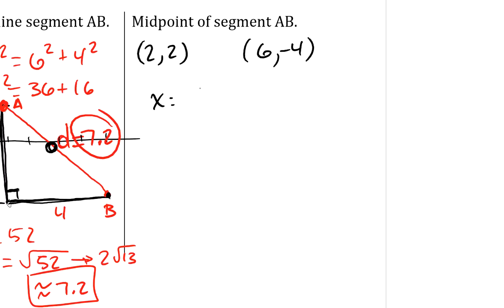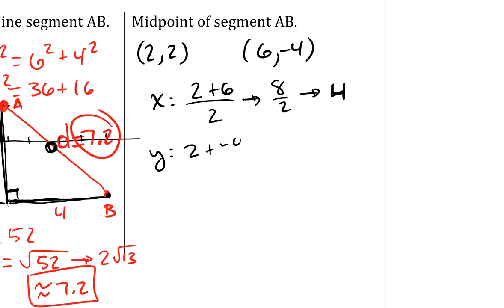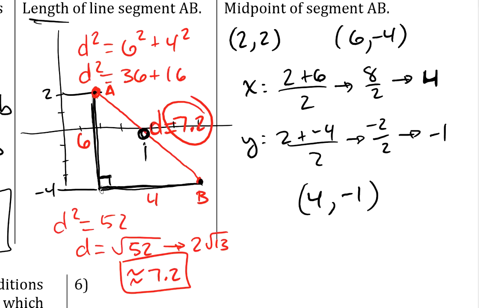The x value is going to be 2 plus 6 divided by 2, which is 8 over 2, which is 4. So my x coordinate of the midpoint is at 4. My y coordinate is 2 plus negative 4 over 2, which is negative 2 over 2, which is just negative 1. So the location of this midpoint is when x is 4 and y is negative 1. And I can look at this sketch and say, yeah, that looks pretty much like it's in the right spot. X is over 4 units and y is down 1.